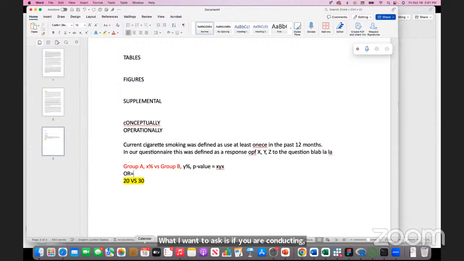What I want to ask is, if you are doing your thesis for your PhD work, for your literature, can you use a systematic review? Can you use a systematic review for your literature review in terms of the framework?